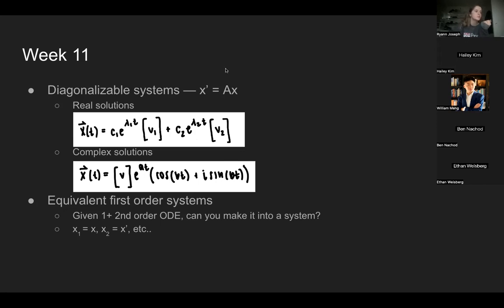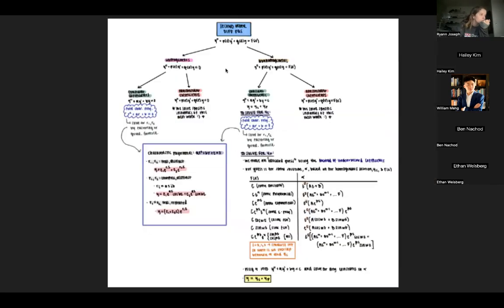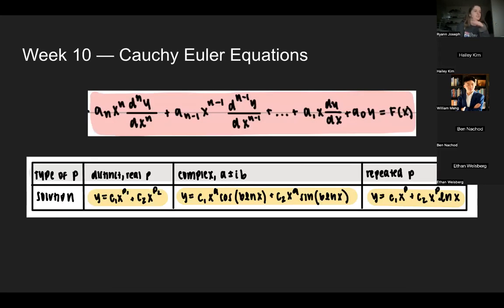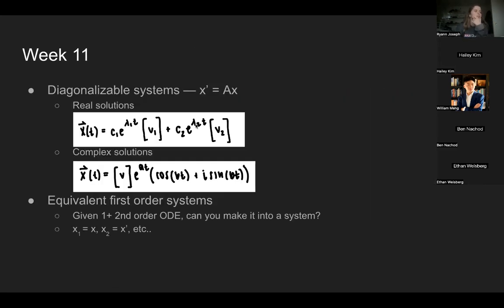Similar to when they have repeated roots that are real, you multiply the second term by t to make them linearly independent, not linearly dependent. So same thing here. If they're the same and they were diagonalizable, I would just multiply this by t, but it would still be the same lambdas and the same eigenvectors. That makes sense. Okay, equivalent first order systems.